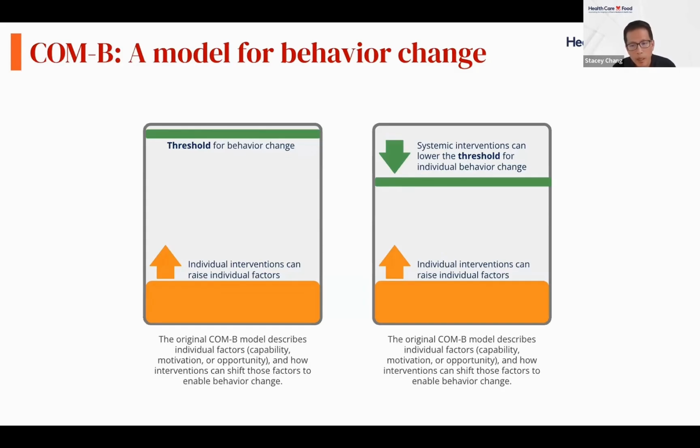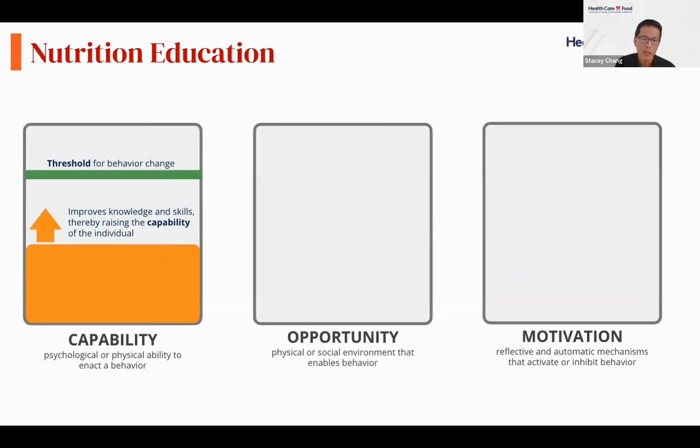This evolution of the COM-B model describes how such systemic interventions lower the threshold for successful behavior change, while individual interventions raise the capability and motivation of the individual. Take, for example, something relatively simple like nutrition education, a fairly common component in food as medicine interventions. It acts primarily on improving knowledge and skills of the individual, thereby raising their individual capability, sometimes enough to cross the threshold.